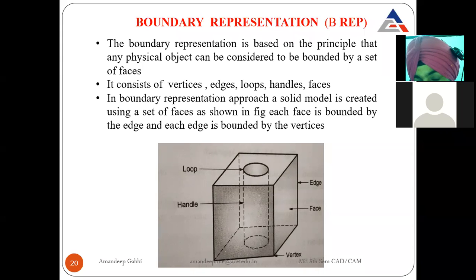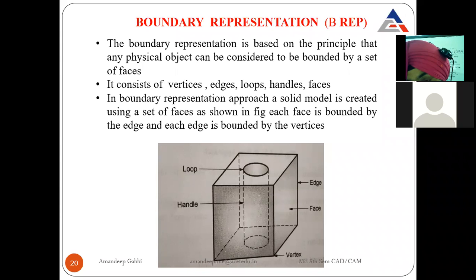So in this particular case, instead of joining the primitives, we join faces to form a solid. When two faces join, an edge is formed. When more than two edges or faces join, it may reach the vertices, a handle, and faces can be formed. This is the process of forming a solid object in boundary representation.